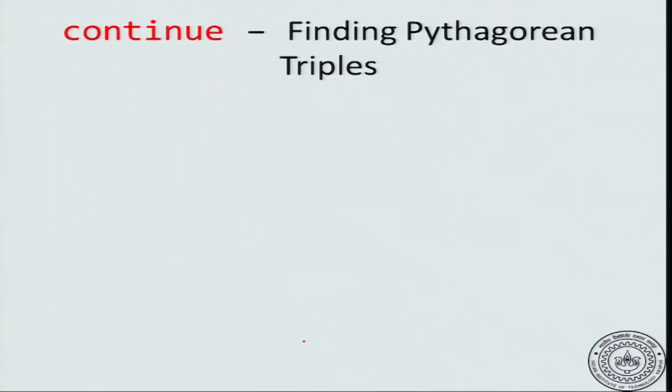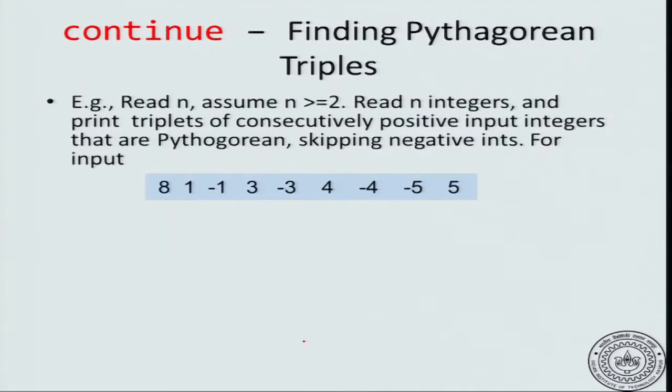Okay. So, here is our problem. We are given a stream of numbers and let us say there are n numbers. So, the initial number says how many other numbers there are. So, 8 says that there are 8 numbers to process. After you read n, which is greater than or equal to 2, you have to read n integers and then you have to identify Pythagorean triplets occurring consecutively. Okay.